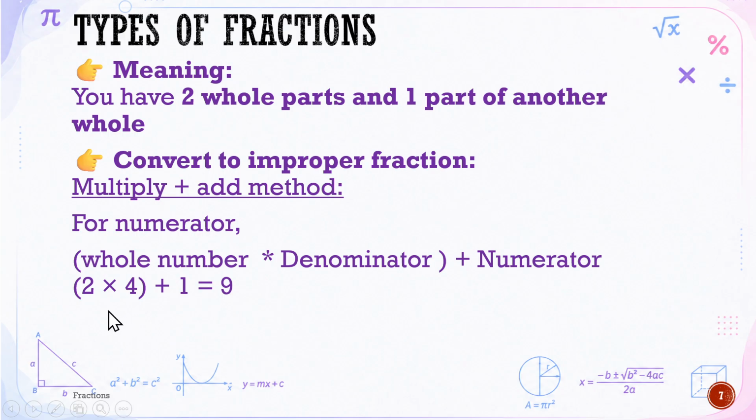So in our example, 2 1 by 4, we will find the new numerator of the improper fraction as 2 multiplied by 4, then adding 1, which makes it 9. So now the mixed number 2 1 by 4 is converted into 9 by 4 as an improper fraction.